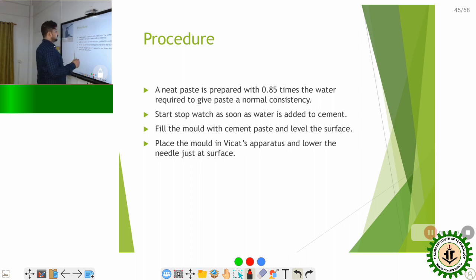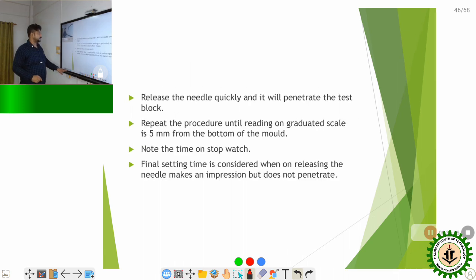Okay, and start a stopwatch after adding water to the cement. Fill the mold with the cement at the level. Place the mold and lower the needle to the surface. Okay, release the needle quickly and it penetrates.